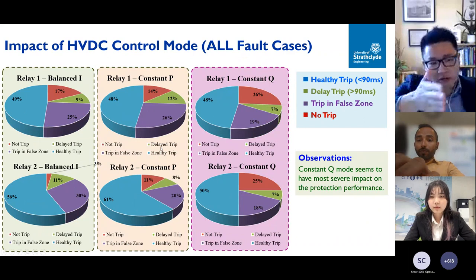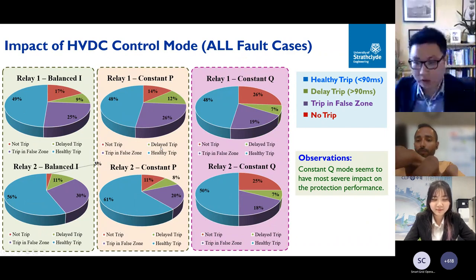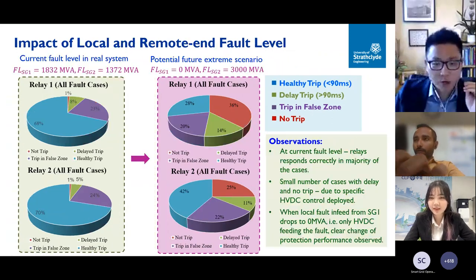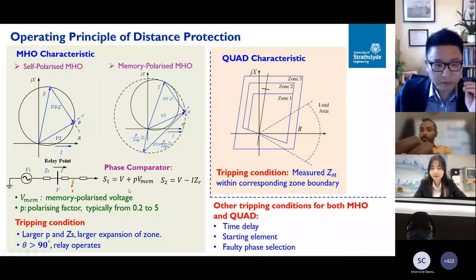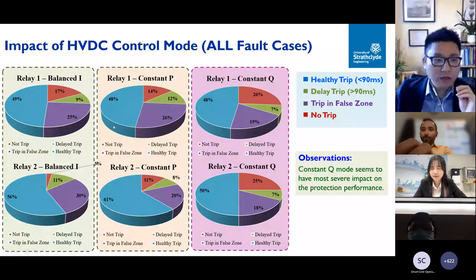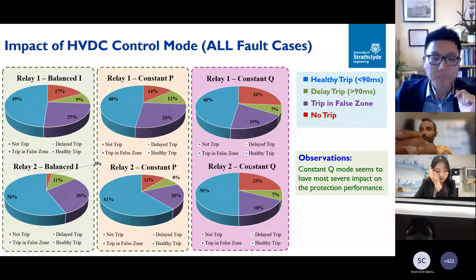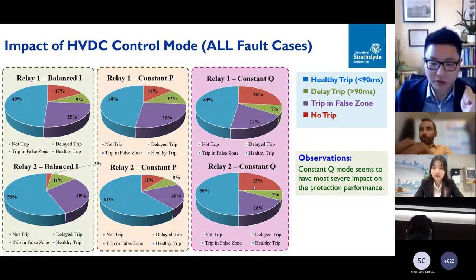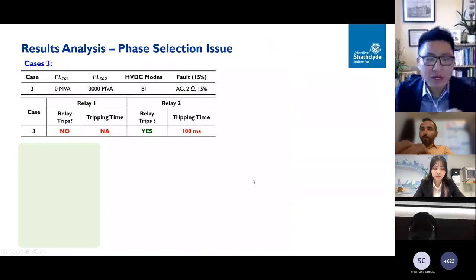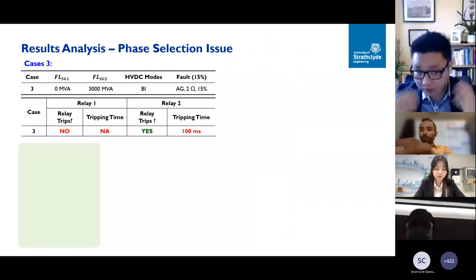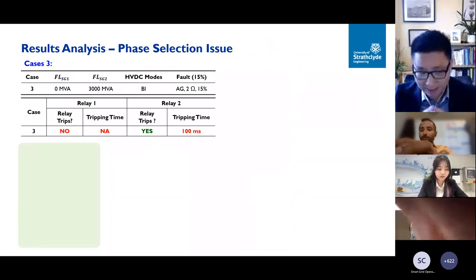The image shows when the converter deploys different control strategies. You can see here that some control strategies are particularly problematic, for example constant Q. So what we have done is pick out some cases to look at what exactly happened.